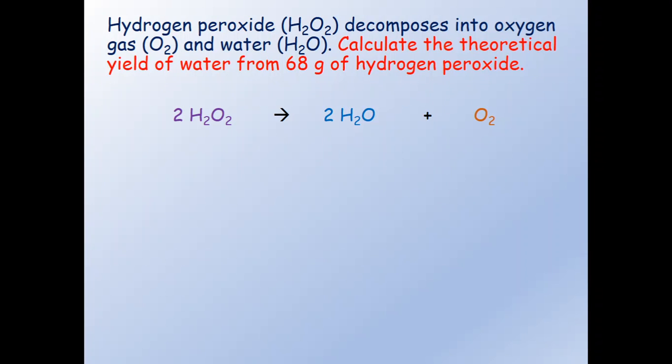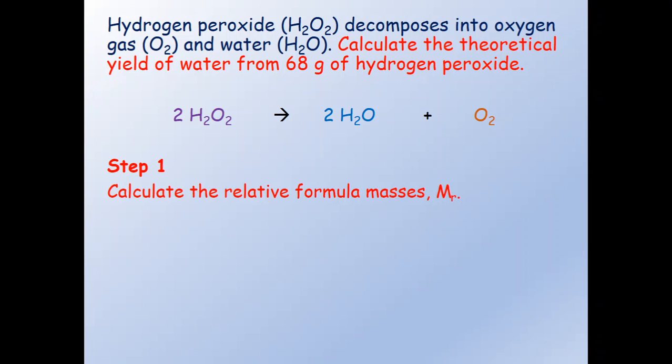Now there are three steps that we need to follow to calculate the theoretical yield of water. Step 1. Calculate the relative formula masses, Mr. In this question, we want to calculate the theoretical yield of water, and we have the reactant, which is hydrogen peroxide, so these are the only two substances we actually need to look at, so we only need to calculate the relative formula masses for those two. We are going to start with hydrogen peroxide.